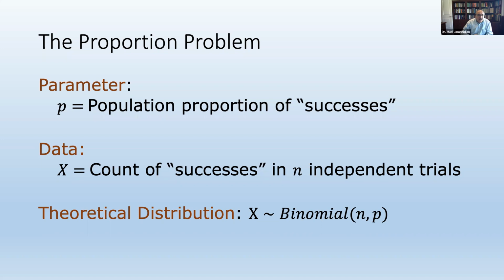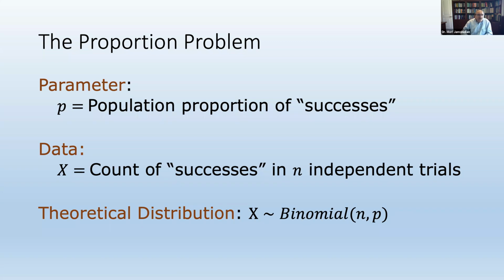So at this stage of the game, I'm assuming that the students are familiar with parameters, and in particular now I'm dealing with the parameter P, which is the population proportion of success. And success can be any event, any specific event in a trial of an experiment.